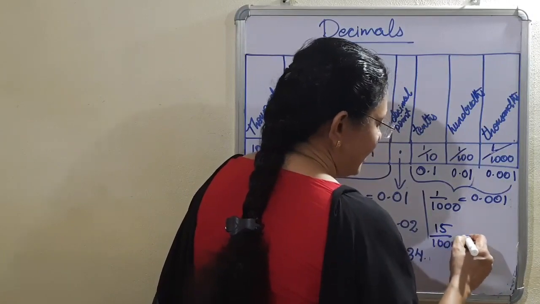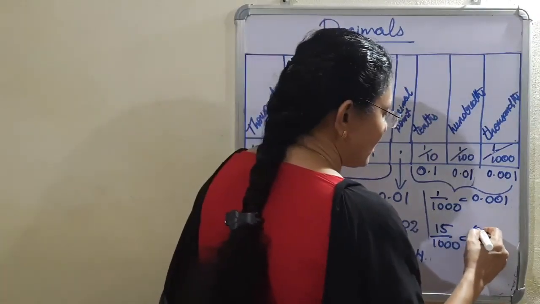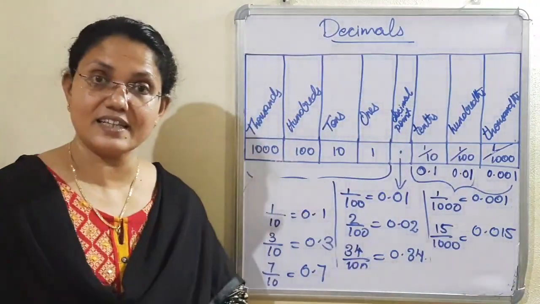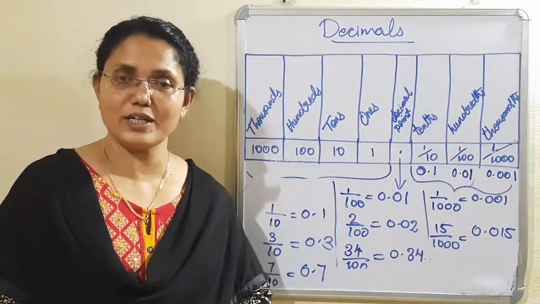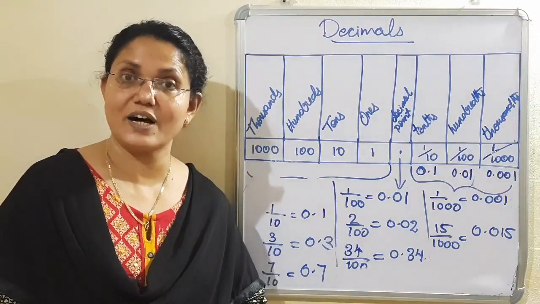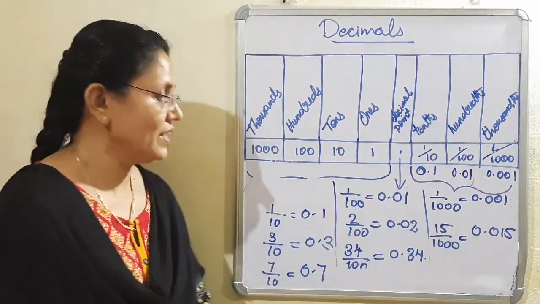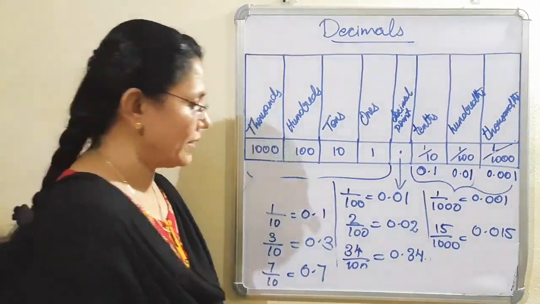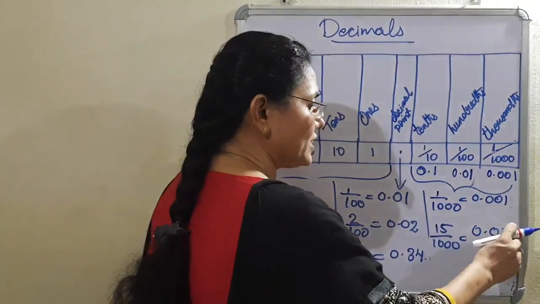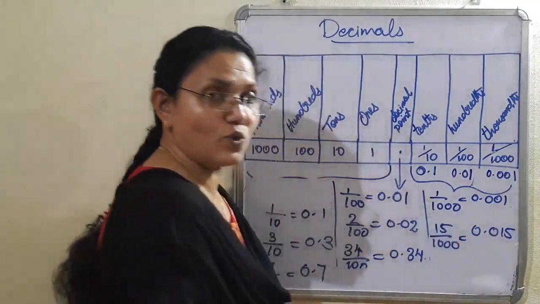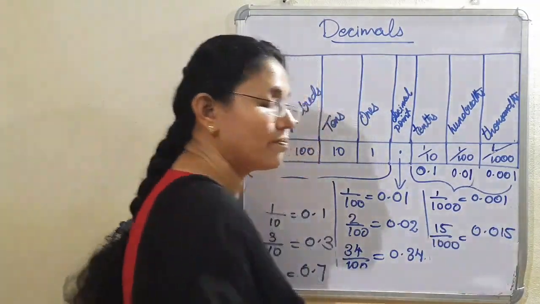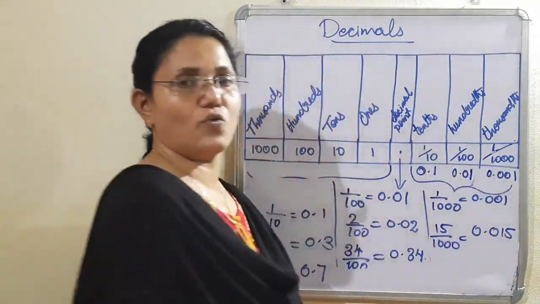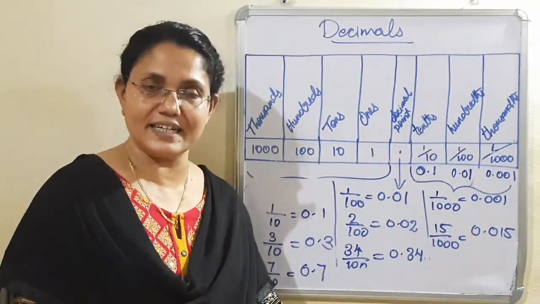Can you say? Yes, it is equal to 0.015 because in the denominator there are 3 zeros. According to the number of zeros, we should decide how many decimal places should be there. In the numerator, we are writing it as a decimal number. In the numerator there are only 2 digits. To make 3 digits, what to do? We should write this 0 before this. Therefore it is 0.015. We will study this in detail.